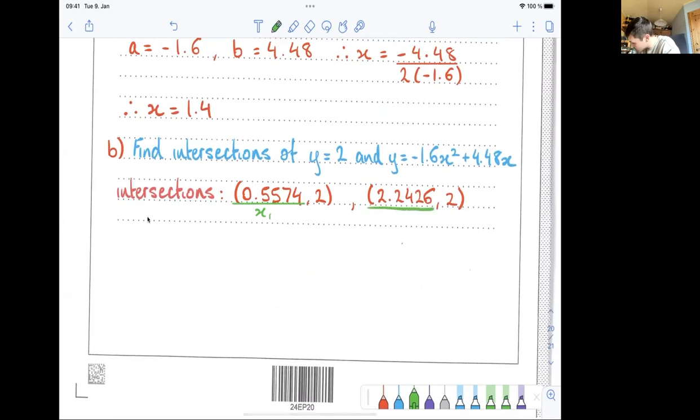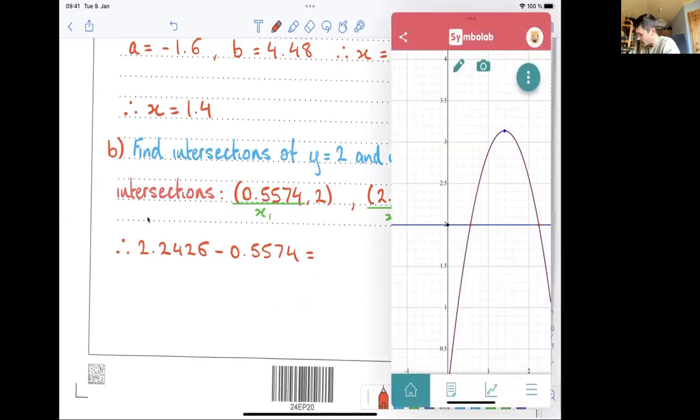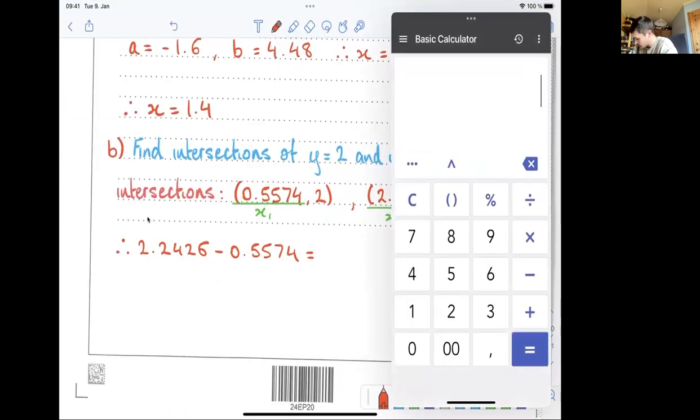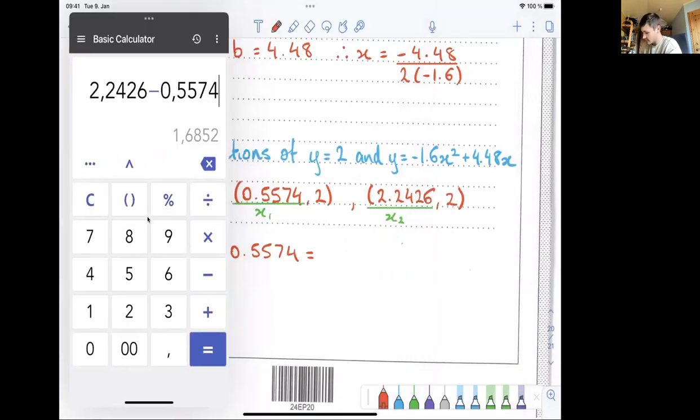All right, and so here we have, let's call this x1. Let's say this is x2. All right, and so then we're going to say, so x2 minus x1, oh no, hold on, let's actually write in the numbers. So therefore 2.2426 subtract 0.5574. Let's find what this is equal to. We need a different calculator, bear with me. I'll use this one. 2.2426 subtract 0.5574. So that gives us 1.6852.